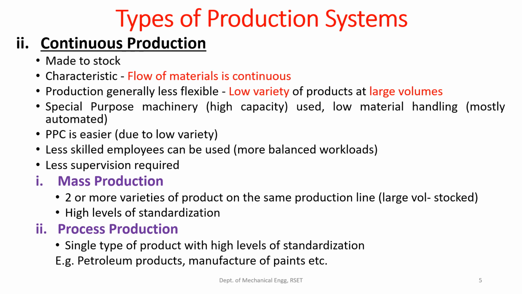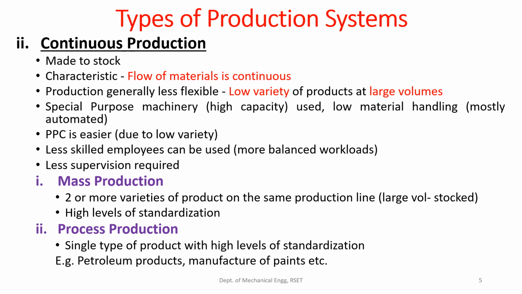The next kind of production system that we'll be talking about is a continuous production system, and as the name suggests, the production here is generally continuous in nature. You do not generally wait for the consumers to make an order, but rather you produce your products for which you estimate or forecast a demand, produce them in large quantities, and you stock them as finished goods inventory. So essentially, continuous production systems are made to stock systems.